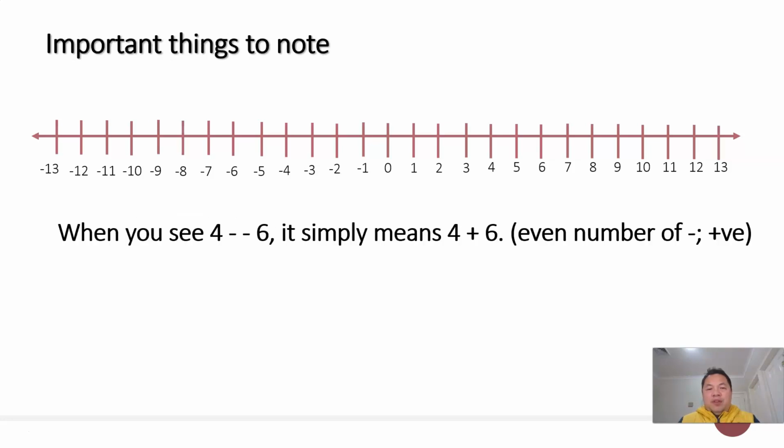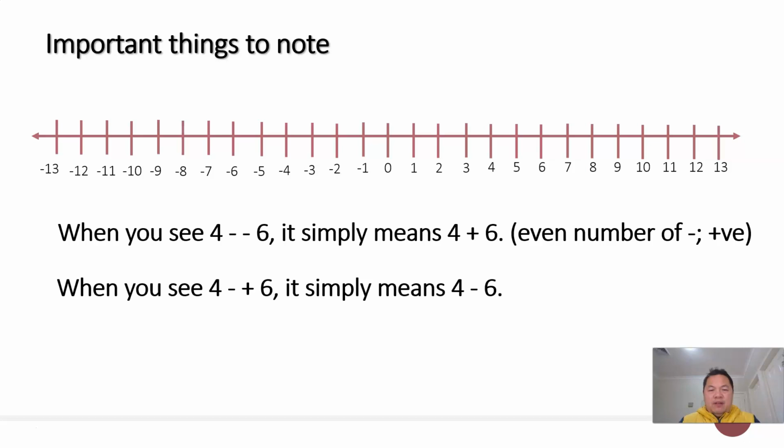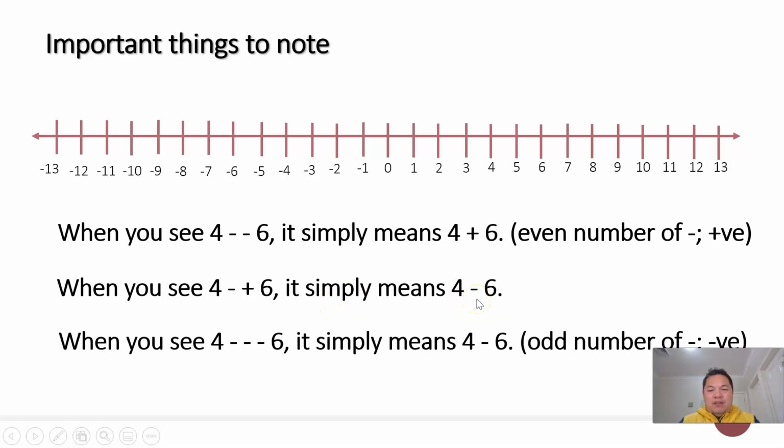Okay, important things to note. In your exercise book, you actually see this, where you have minus minus. What does that really mean? Okay, minus and minus simply means it's a plus. So whenever you see an even number of minus signs, it always means it's positive. Just remember that. Whenever you see negative times positive, you always have a negative result. Just remember that.